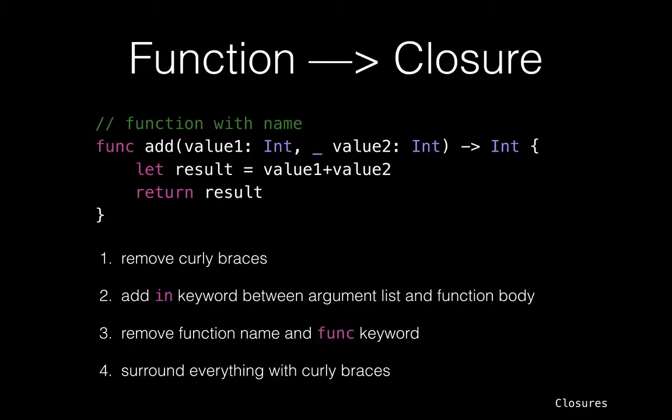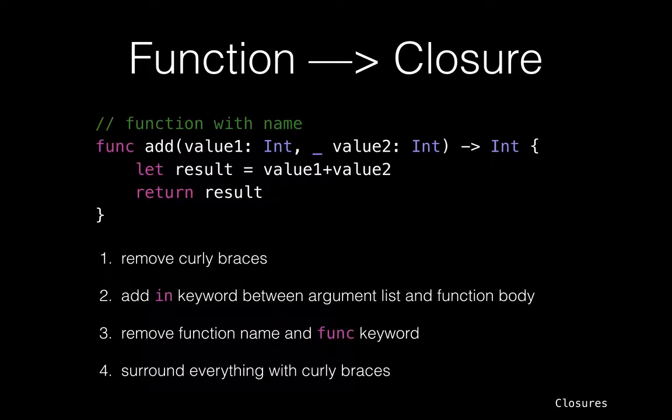So how can we go about transforming a function into a closure? I've got 4 simple steps for this process for you guys. So whenever you want to transform a function into a closure, the first thing that you need to do is to remove the curly braces from the function, so the part where you have the function body. And I will have an example in the upcoming slides, so don't worry if you don't understand everything just yet.